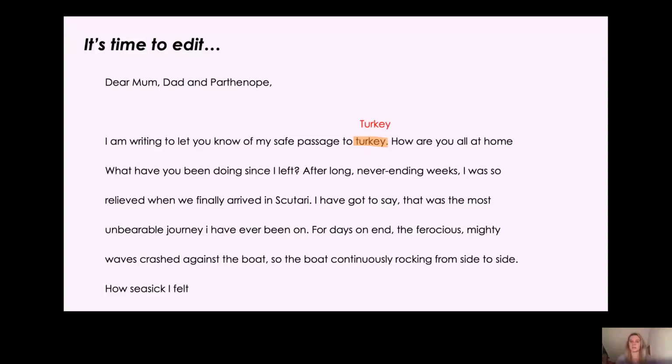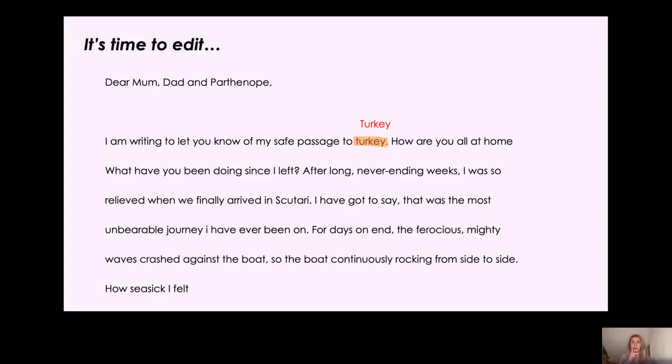Now let me carry on reading. How are you all at home? What have you been doing since I left? Okay, I put a capital letter for I there, because remember, I am important. After long, never-ending weeks, I've done it again, was so relieved when we finally arrived in Scutari. And I've got my capital letter for Scutari because it's a place, it's a proper noun. I have got to say, again, my personal pronoun I has a capital letter. That was the most unbearable journey I have ever been on.